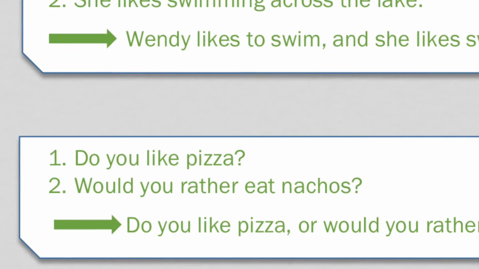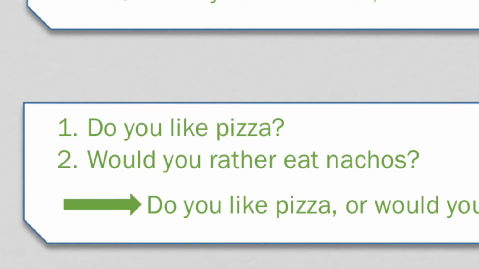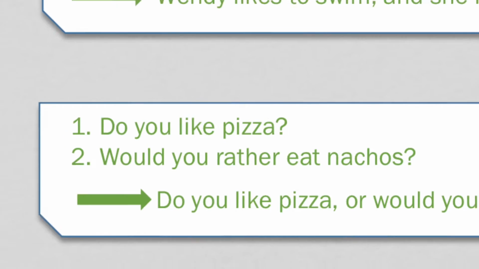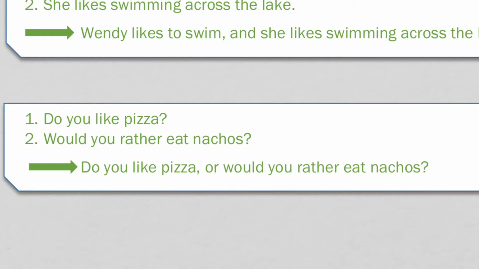Last example. I wanted to share this with you because we have two questions. First question, do you like pizza? Second question, would you rather eat nachos? So there's two questions there. And when we put two questions together, the important thing to remember is that we only need one question mark at the end. So this is how I would put these together.